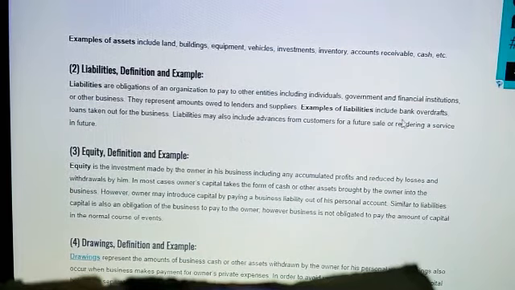Examples of liabilities include a bank overdraft. This is your liability: if you have taken it, then you need to pay. Similarly a loan: if you have taken a loan, then you need to repay it. A couple of things you need to pay, and these terms are known as liabilities.